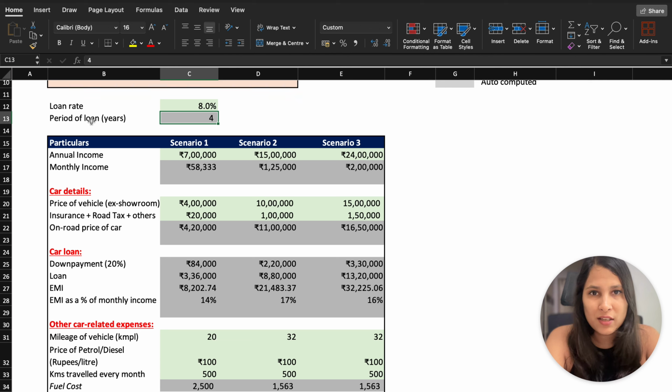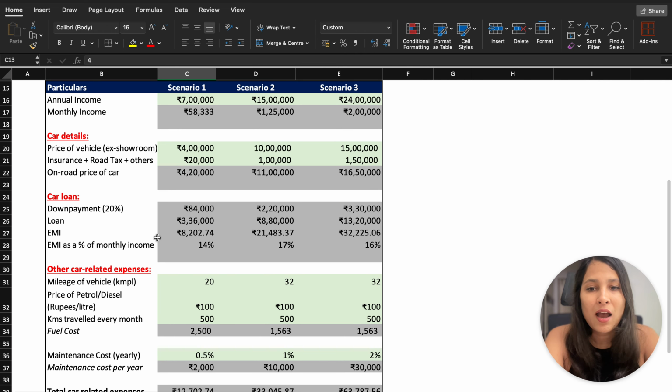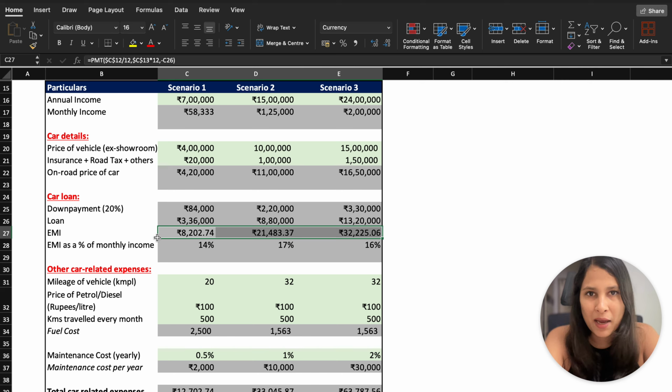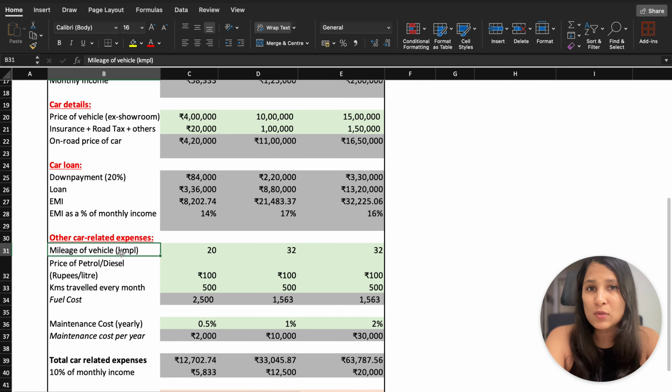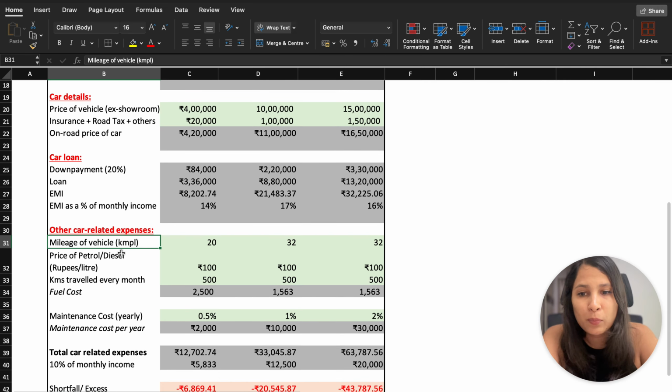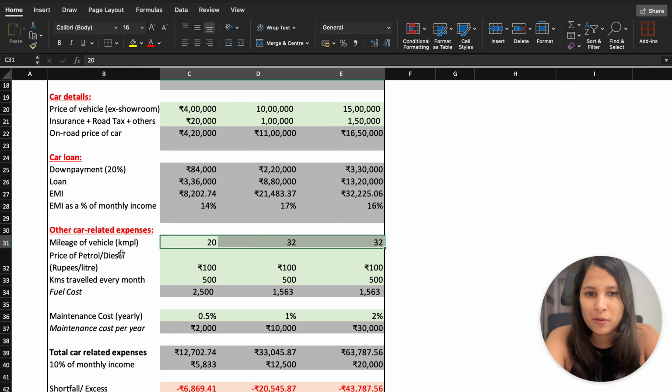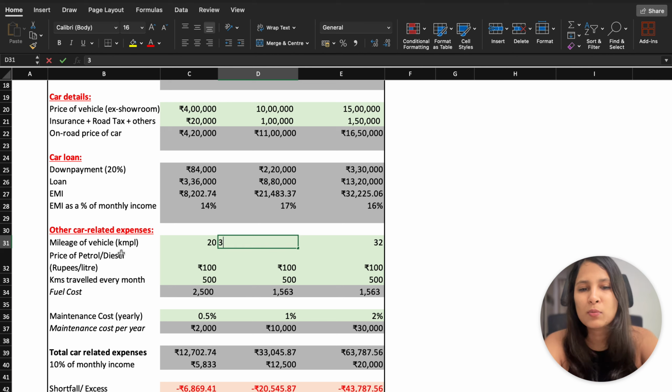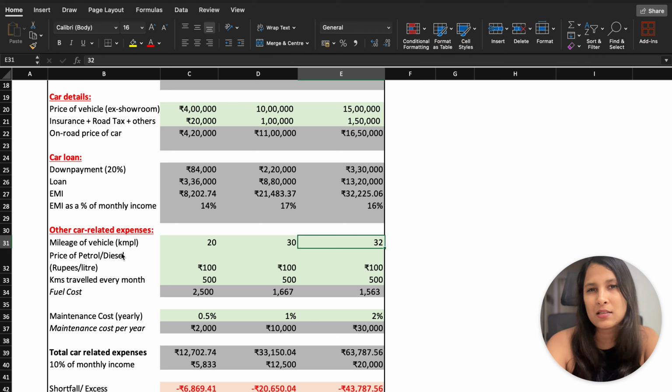Period of loan is fixed at 4 years because it is as per our thumb rule. Remember 20/4/10. Now 4 is the repayment years. Correct? Now after this we have computed our EMI also over here. Next, what you have to do is input the mileage of your car. Okay, let's assume the mileage of the car is 20 in the first case, then assume it's 30 in the next case, and in the last case it's 32.